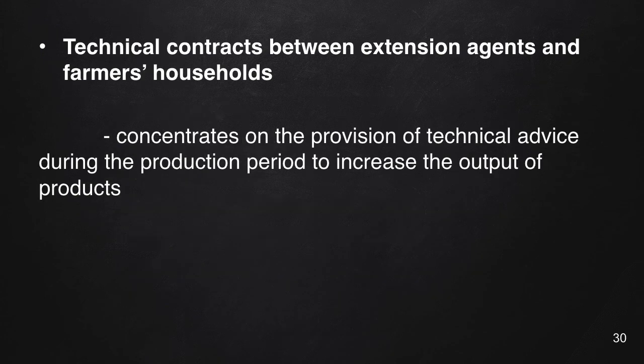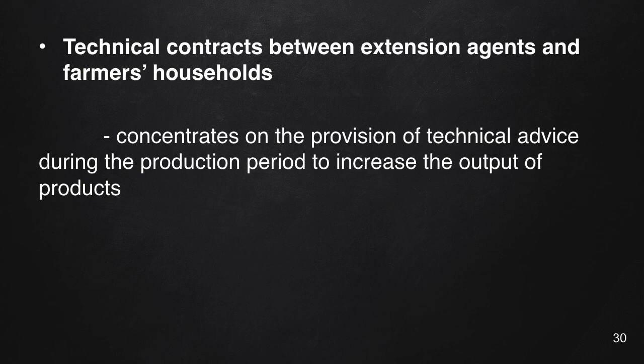Technical contracts between extension agents and farmers' households. Since 1985, government extension funds have been sharply reduced. Under financial pressure, some local extension agents have changed from providing free of charge services to entering paid technical contracts. This extension model concentrates on the provision of technical advice during the production period to increase the output of products. The extension agent is only responsible for improving production levels. Marketing must be organized by the farmers themselves.